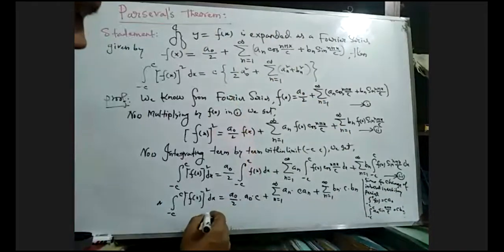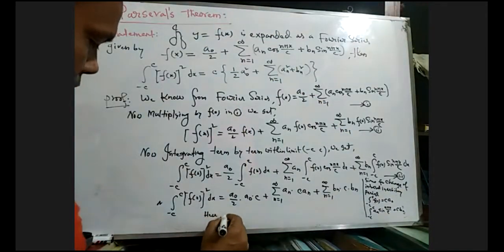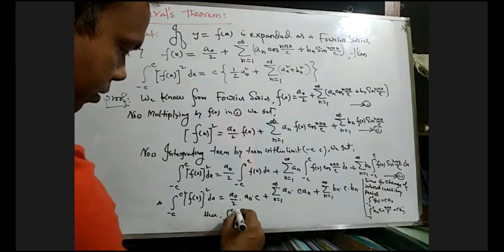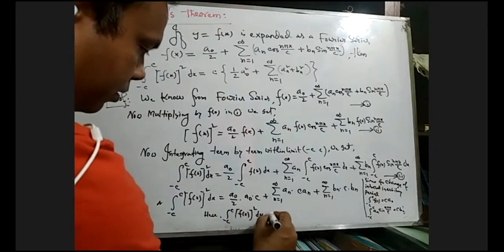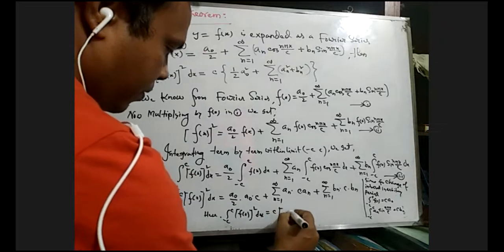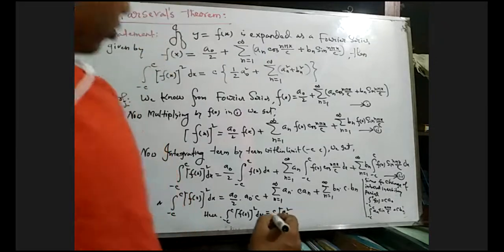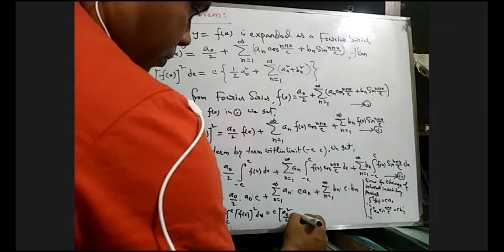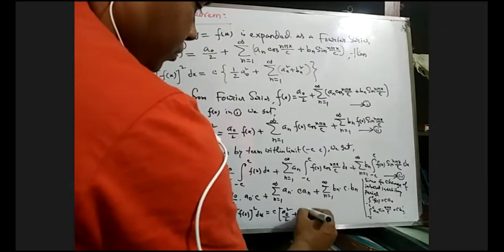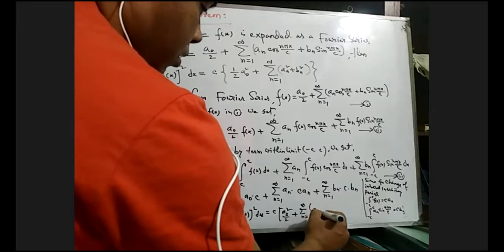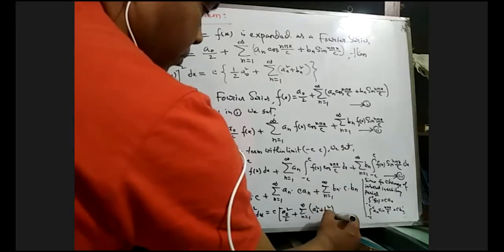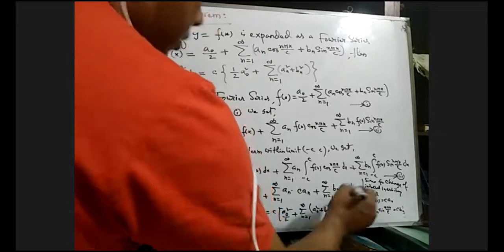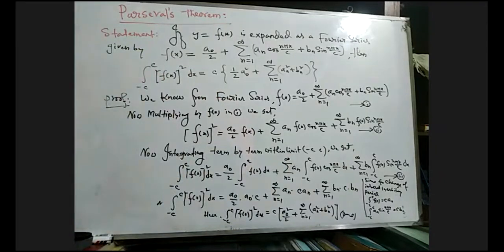Okay. Therefore, hence the integral from minus c to plus c of f of x whole square dx equals c into a naught square by 2 plus summation 1 to infinity a n square plus b n square. This is proved. Just putting the formula, we get the proof.